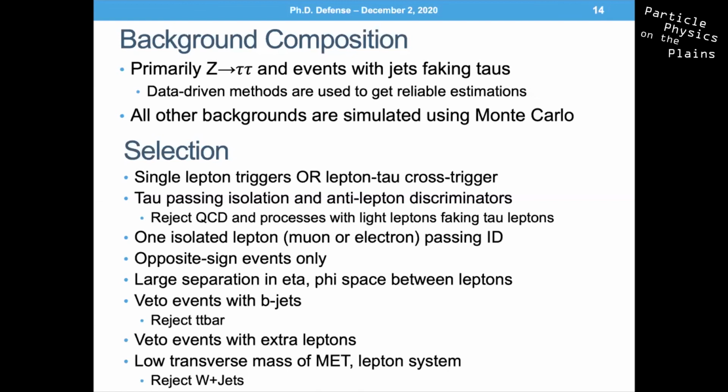And since the Higgs should be produced near at rest, the light lepton and the tau should be nearly back to back. So we require them to have a large separation in eta-phi space. Then just to reject any t-tbar background we might have, we veto events with b jets, and we veto events with extra leptons. And then the last thing is to reduce the effect of the W+jets background, we require that events have a low transverse mass between the missing energy and the light lepton.